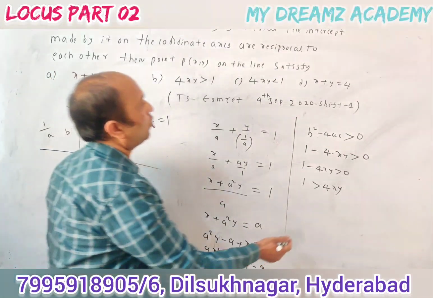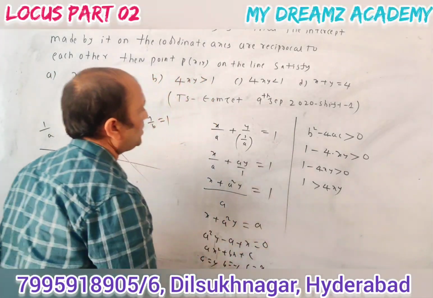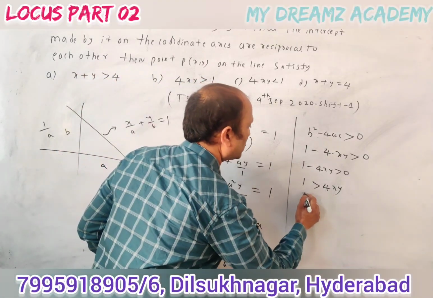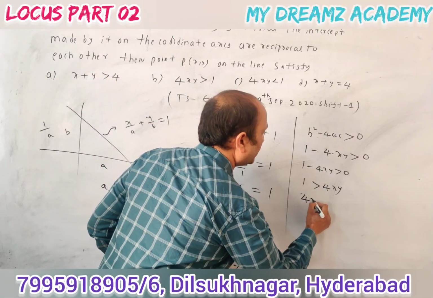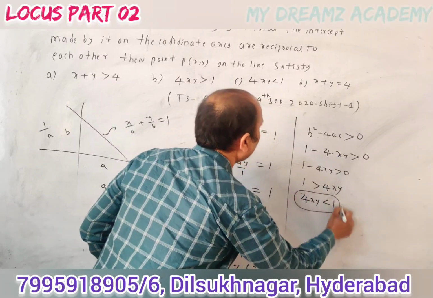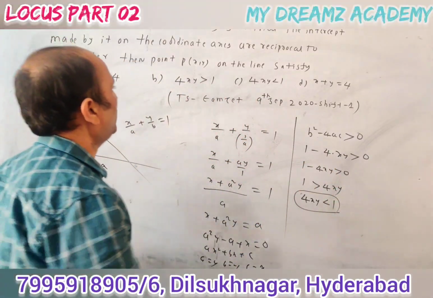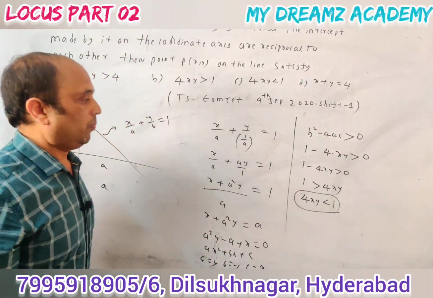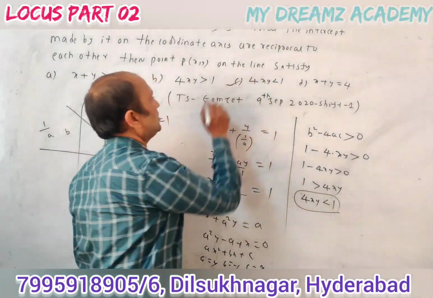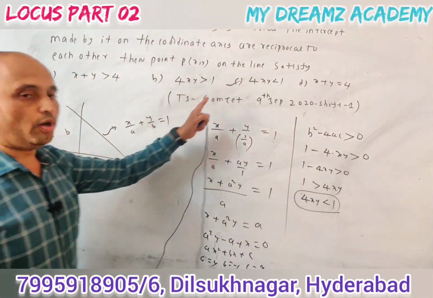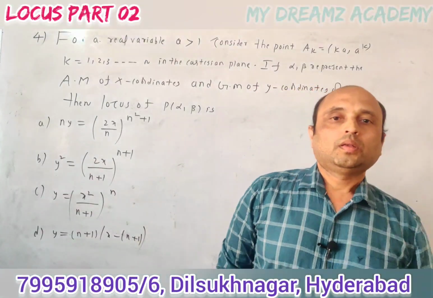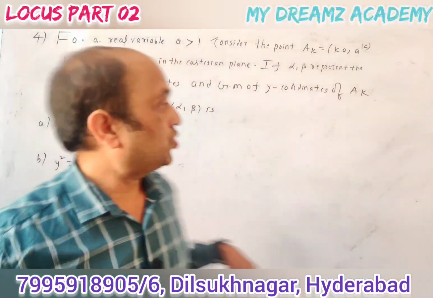So 1 is greater than 4xy, or 4xy is less than 1. So our third option is true. So next question, the fourth question.